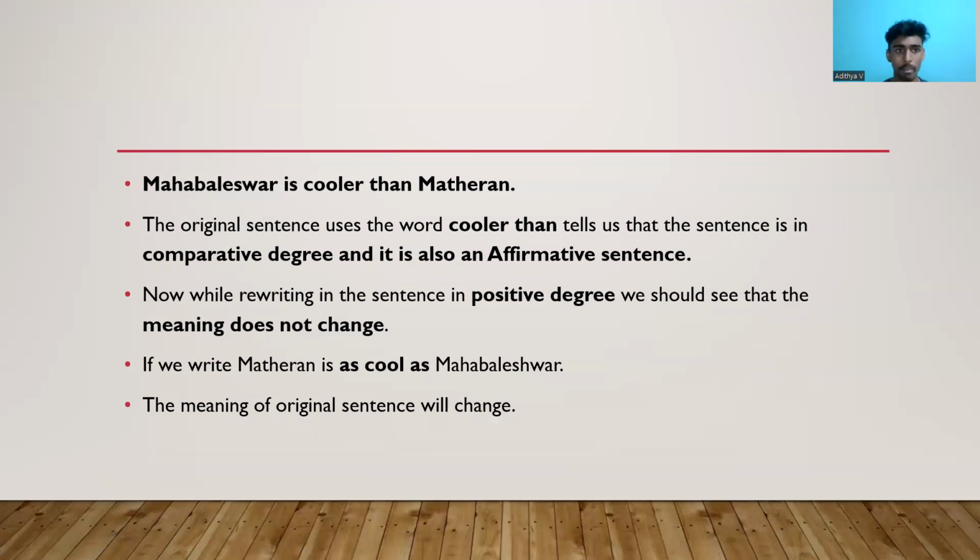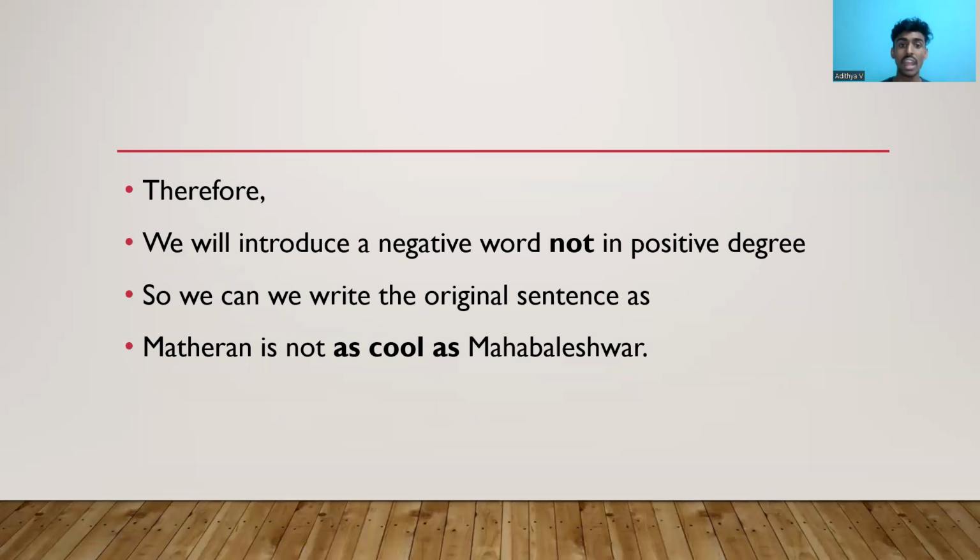If you take the same example, the original sentence used the words cooler than, which tells us the sentence is in comparative degree, and it is also an affirmative sentence. Now, while rewriting the sentence in positive degree, we should see that the meaning does not change. If we write Matheran is as cool as Mahabaleshwar, of course, the original meaning will change. Therefore, we will introduce a negative word not in the positive degree, so we can write the original sentence as Matheran is not as cool as Mahabaleshwar.